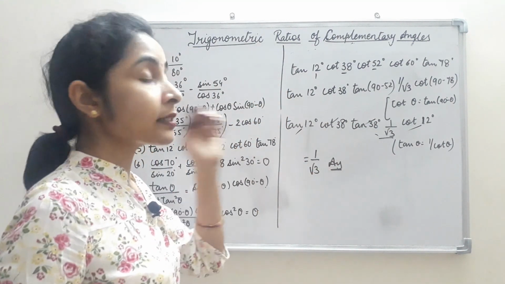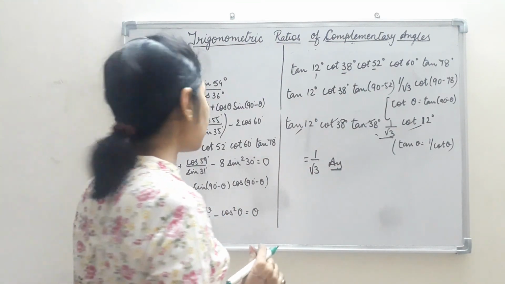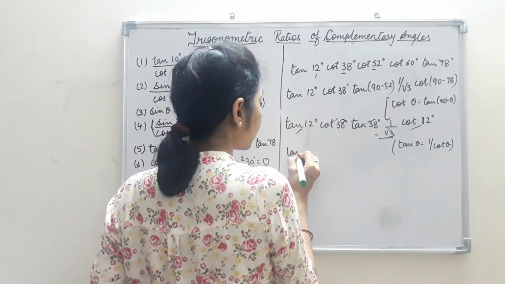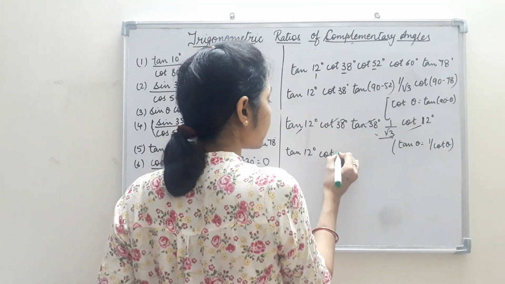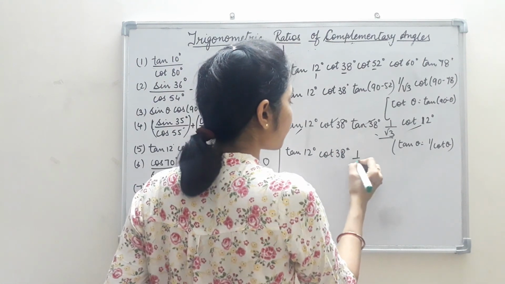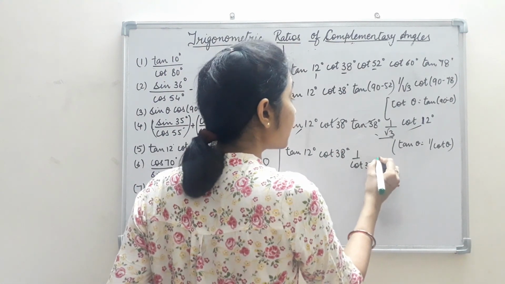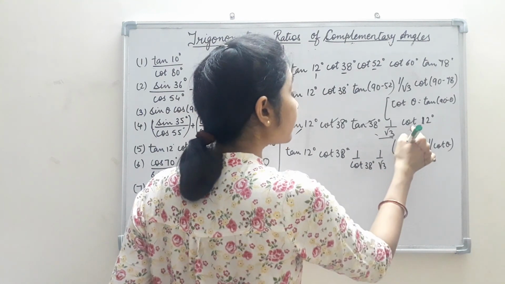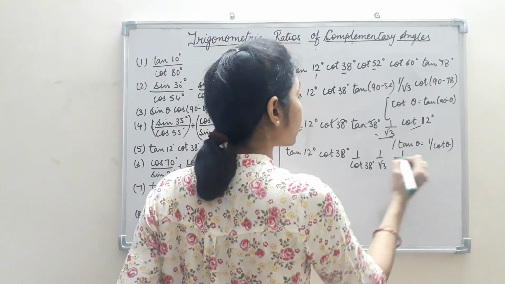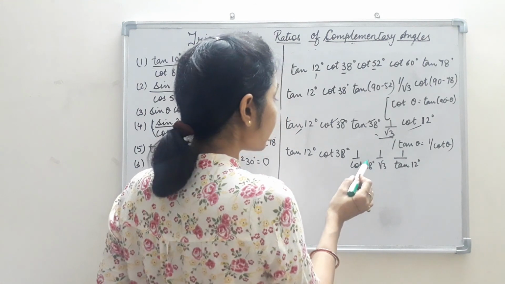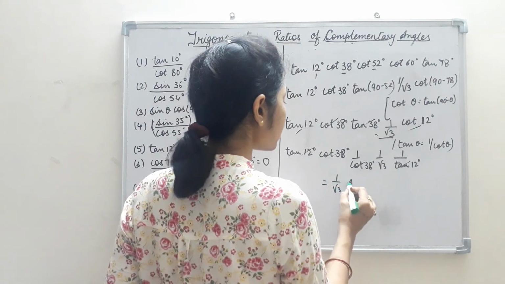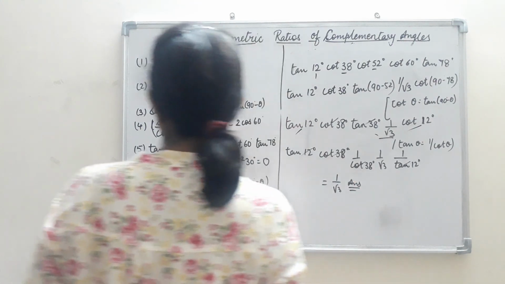Tan and cot are just the inverse of each other. We can also add a step here. We can change it into tan and write that tan 12 degree remains as it is, cot 38 degree remains as it is, and this tan 38 I change into 1 upon cot 38 degree. 1 upon root 3 remains as it is, and this cot 12 degree I change into 1 upon tan 12 degree. Then here also this and this cancel, this and this cancel, and we have got the answer 1 upon root 3. That is my answer. Okay, now coming to the next one.